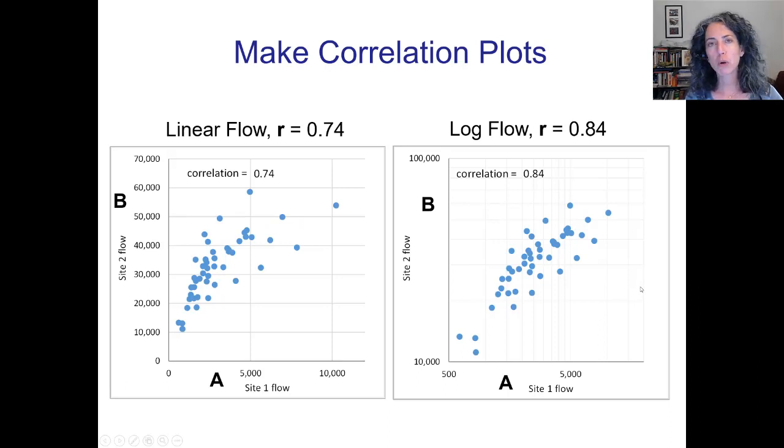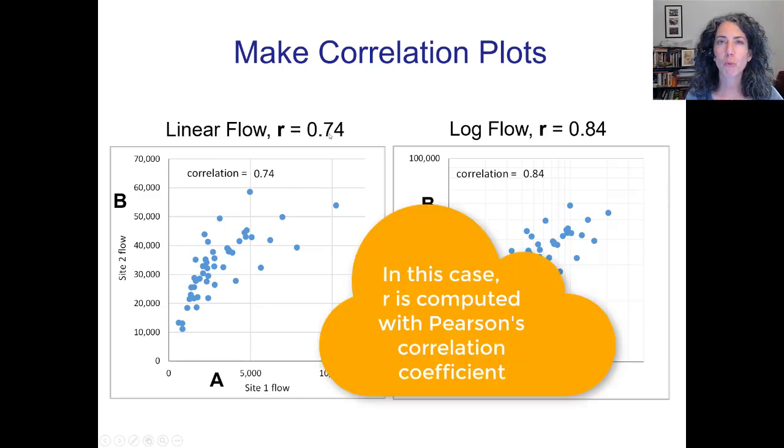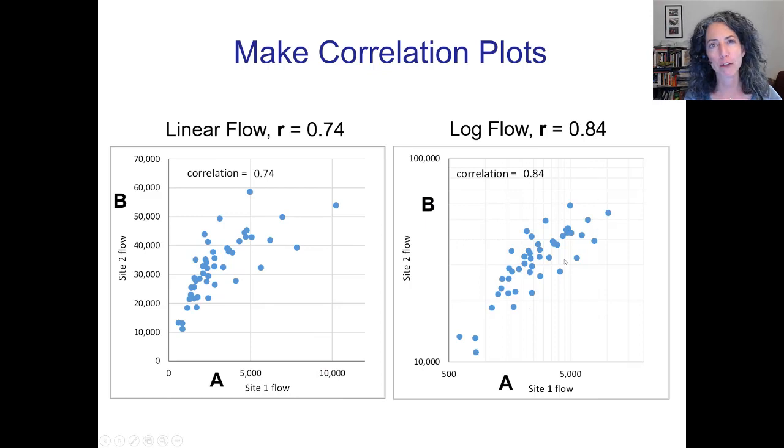Now, if I plot correlation, I'm plotting each value of A against each value of B. On the left, I'm showing it with linear axes, and on the right, I'm showing the same values with log axes. You can see with linear, the correlation is 0.74. And in this case, when I transform to a base 10 log flow, my correlation is 0.84.